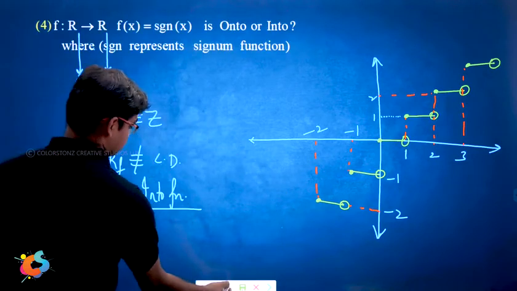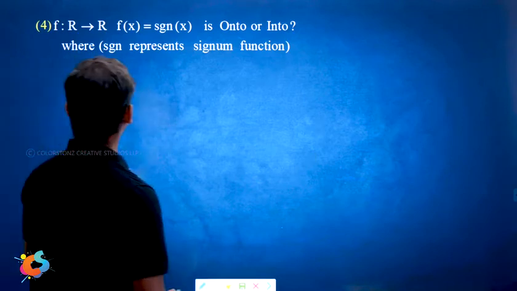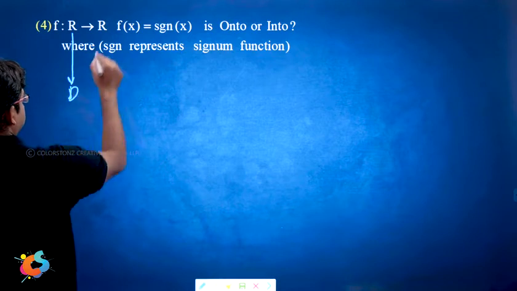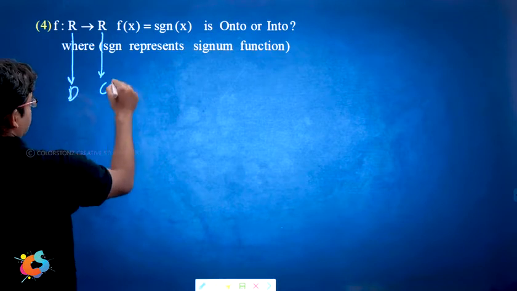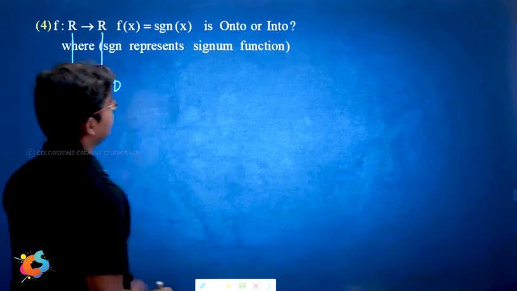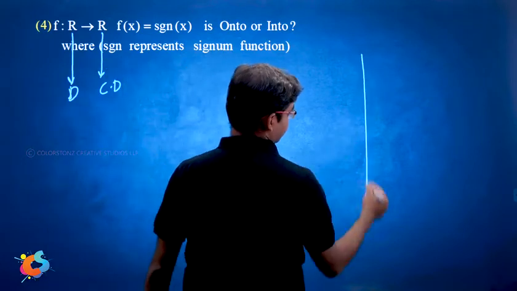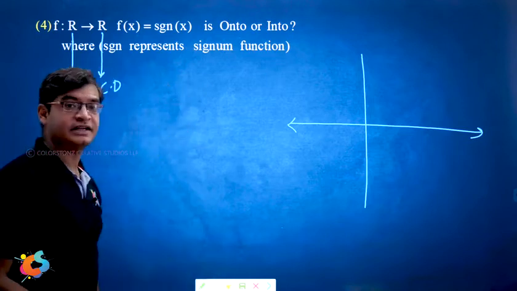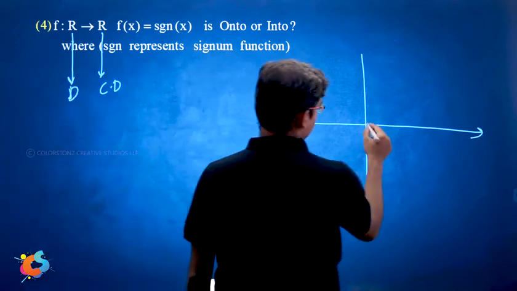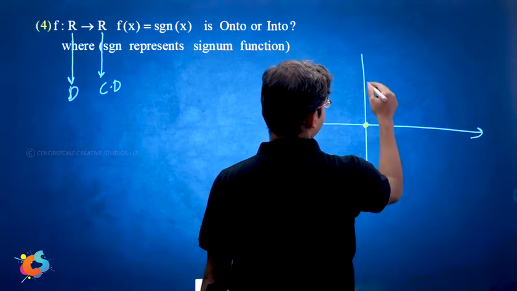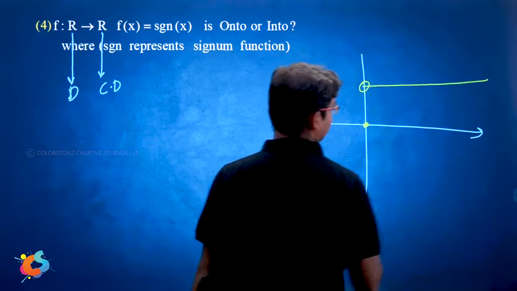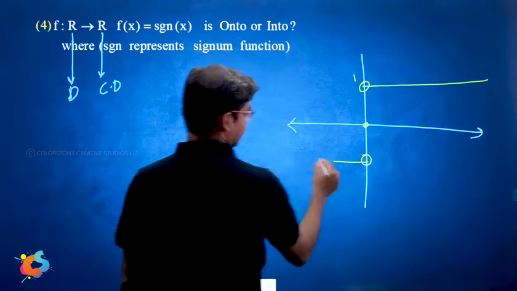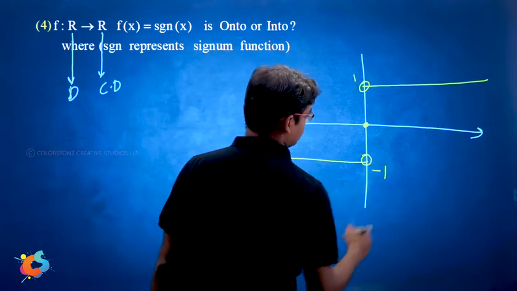Okay, so let us take one more question. F maps from R to R. The domain is R. Codomain is also R. Okay, this is codomain. And f of x is signum of x. Okay, we know very well how the graph of signum function is. At 0, y value is 0. At any positive input, the y value is 1. At any negative input, the y value is -1.